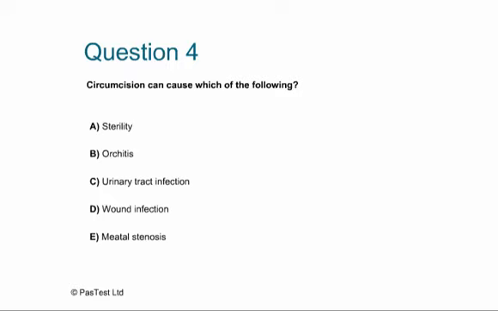Another question, question 4. Circumcision can cause which of the following? Another true-false question. A, sterility. B, orchitis. C, urinary tract infection. D, wound infection. And E, our old friend, meatal stenosis. Let's have a look at the answers.